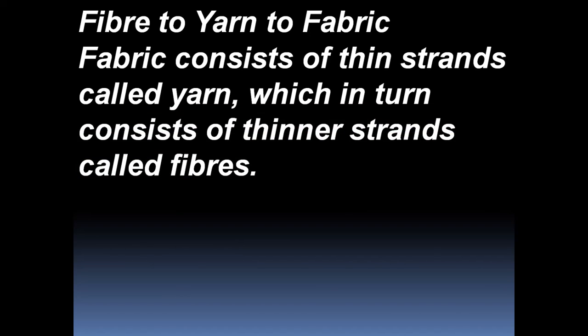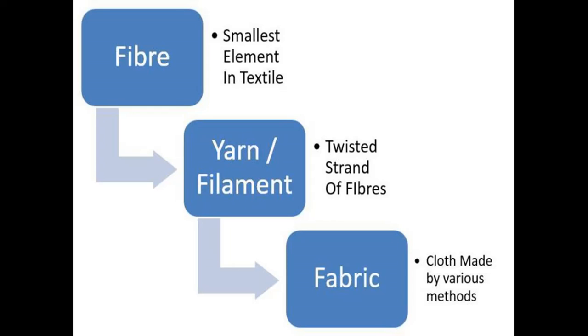Fabric consists of thin strands called yarn, which in turn consists of thinner strands called fibres. So, if you are making fabric, this fabric is made by using yarn or filament. So, yarn or filament is obtained by using fibre. Fibre is the smallest element in textile. Twisted strands of fibre are called filament or yarn.